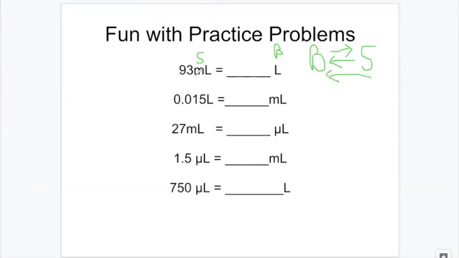And in biotech, you always move it 3 places. Okay, so 3 places to the left, you go 1, 2, 3, right? You got to fill in that 0 there. And then you can write that out. So your answer here would be 0.093, right? So 93 milliliters is the same thing as 0.093 liters.